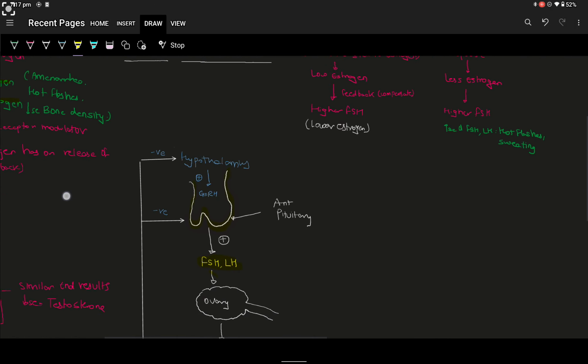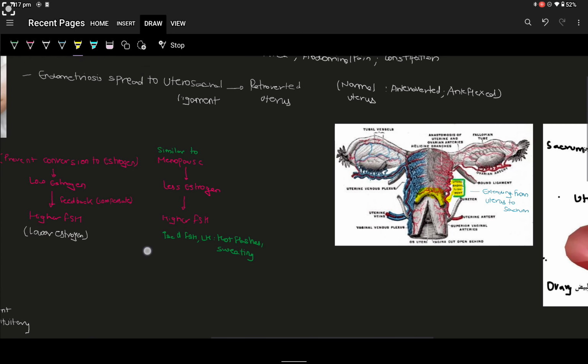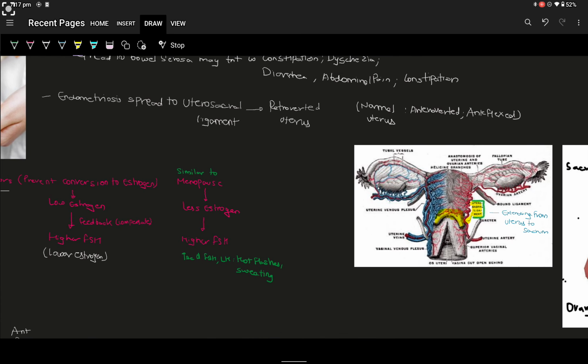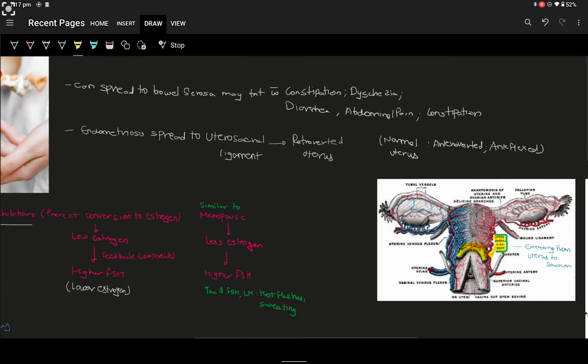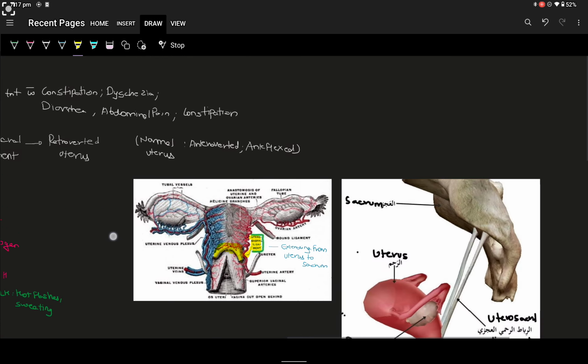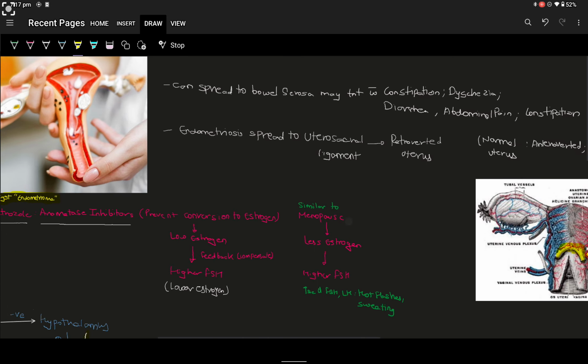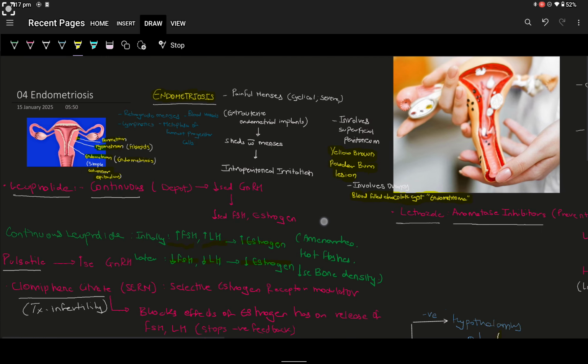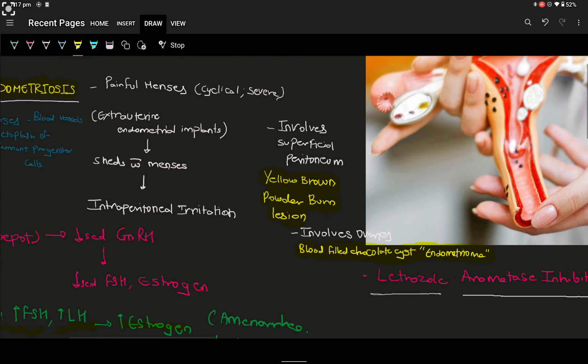So I think we covered all the drugs relevant to the female reproductive system which are in use, along with the concept of endometriosis. And the findings here are important in terms of licensing exams, which could be asked: the yellow brown powder burn lesion, which involves the superficial peritoneum, whereas if endometriosis involves the ovaries, it would be the blood filled chocolate cyst, endometrioma.